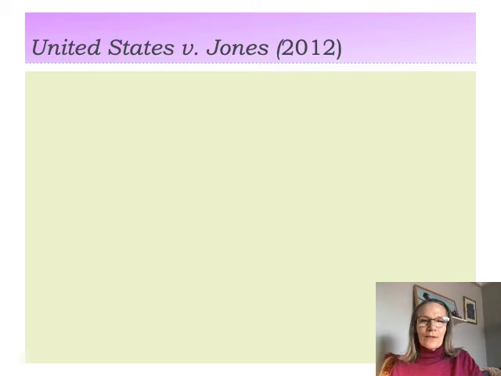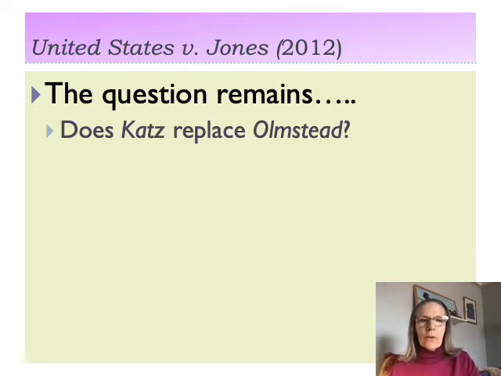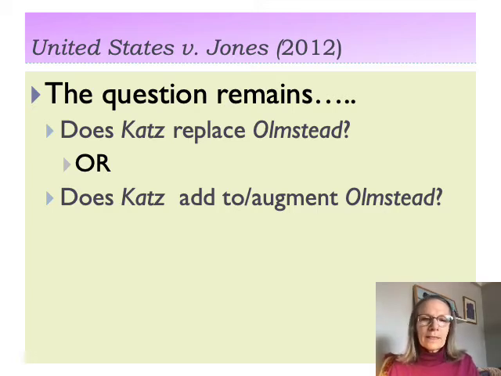So this brings us to the final case we're going to be discussing here, which is United States v. Jones from 2012. Coming out of Olmstead and then Katz, a question remains: does Katz replace Olmstead? Is searching really only about an intrusion into a place where there's a reasonable expectation of privacy? Or does Katz add to or augment Olmstead?